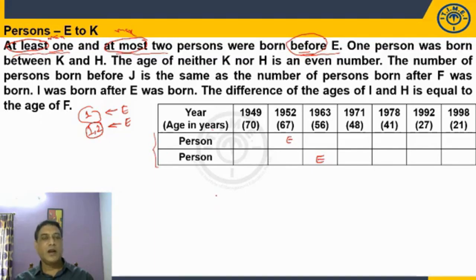At least one, at most two. Minimum there should be one. There can also be two. So there are two cases to check: only one person born before E, only two persons born before E. So both of them we have written.